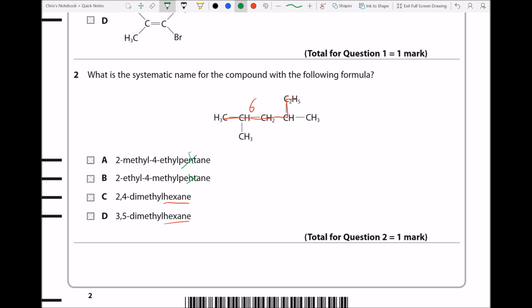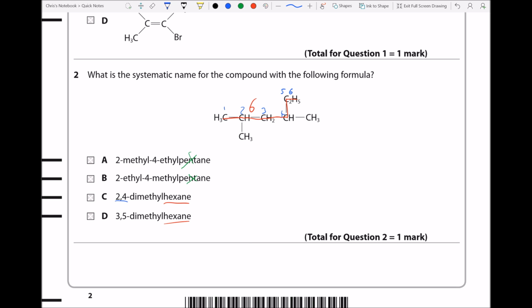So let's start on the left hand side. So let's imagine if this is carbon 1, that's carbon 2, carbon 3, carbon 4, carbon 5, and then carbon 6 at the end there. So let's imagine we're using this numbering system. You can see that we've got a methyl group hanging off the second carbon, and we've got a methyl group here hanging off the fourth carbon. So numbering this way would give us 2, 4, which is that.